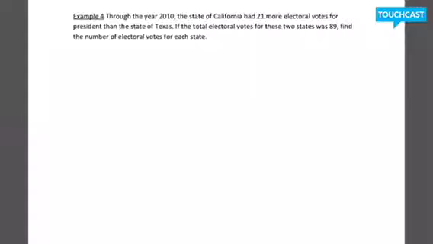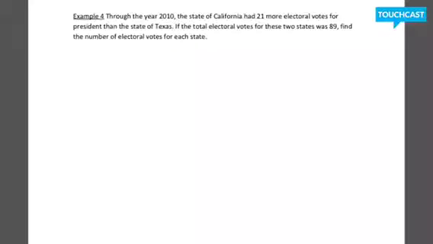Example 4 says, through the year 2010, the state of California had 21 more electoral votes for president than the state of Texas. If the total electoral votes for these two states was 89, find the number of electoral votes for each state. So first we have to understand the question. We're talking about the electoral votes for California and Texas. The number of votes for these two states put together is 89. It says find the number of electoral votes for each state.